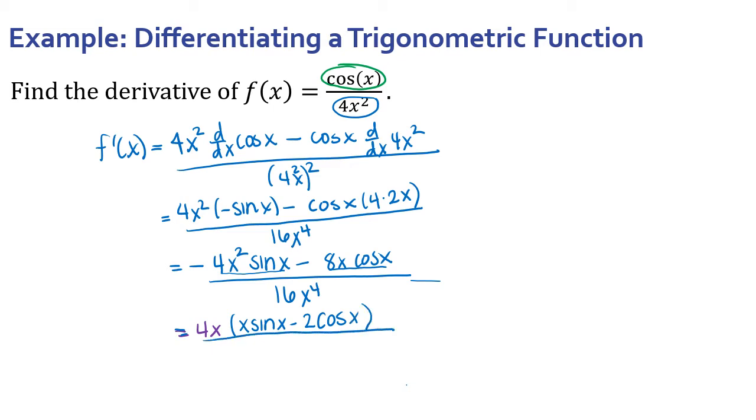All over, if I factor a 4x out of 16x to the fourth, I'm going to be left with 4x cubed, because 16x to the fourth divided by 4x is 4x cubed. So now I can see that I can cancel that out, since it's a factor of both the numerator and denominator, and this becomes x sine of x minus 2 cosine of x all over 4x cubed.